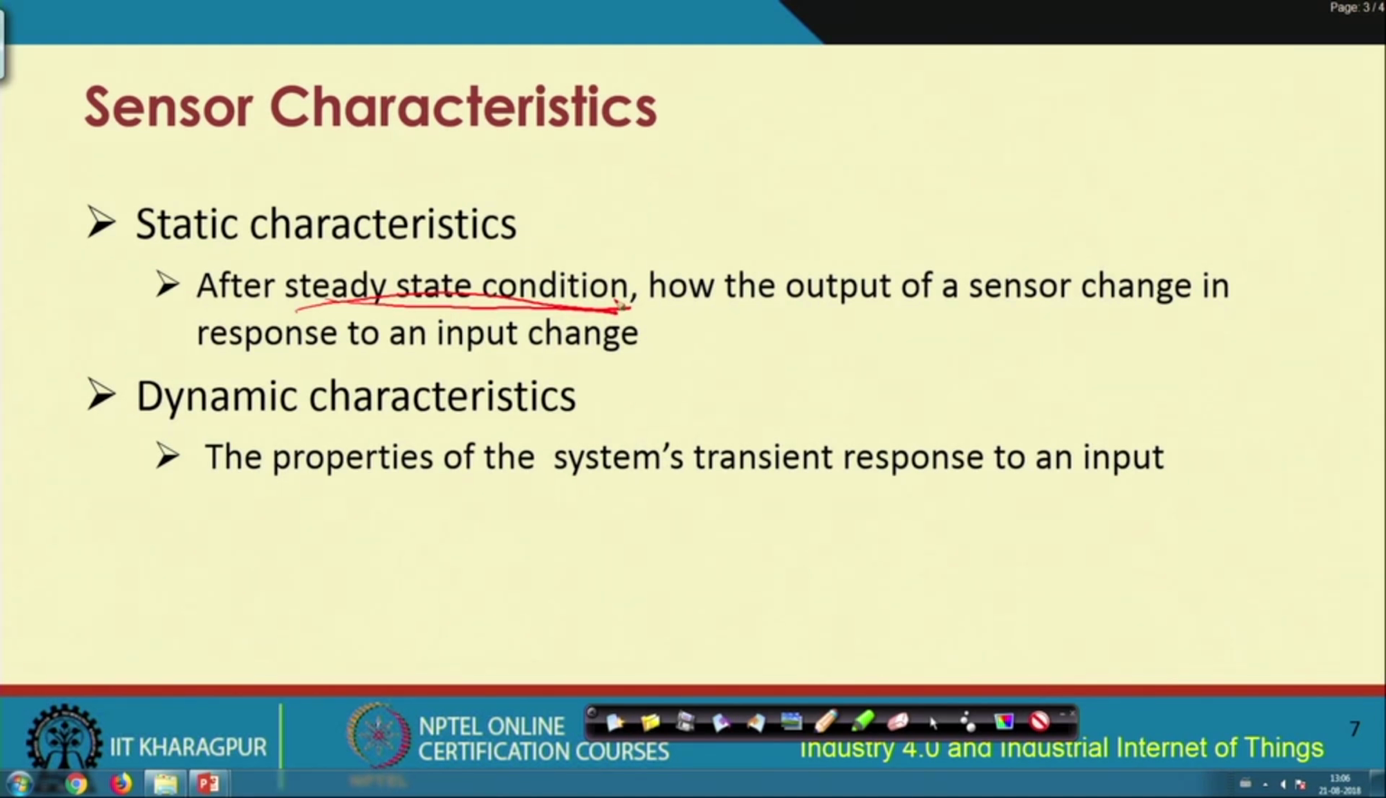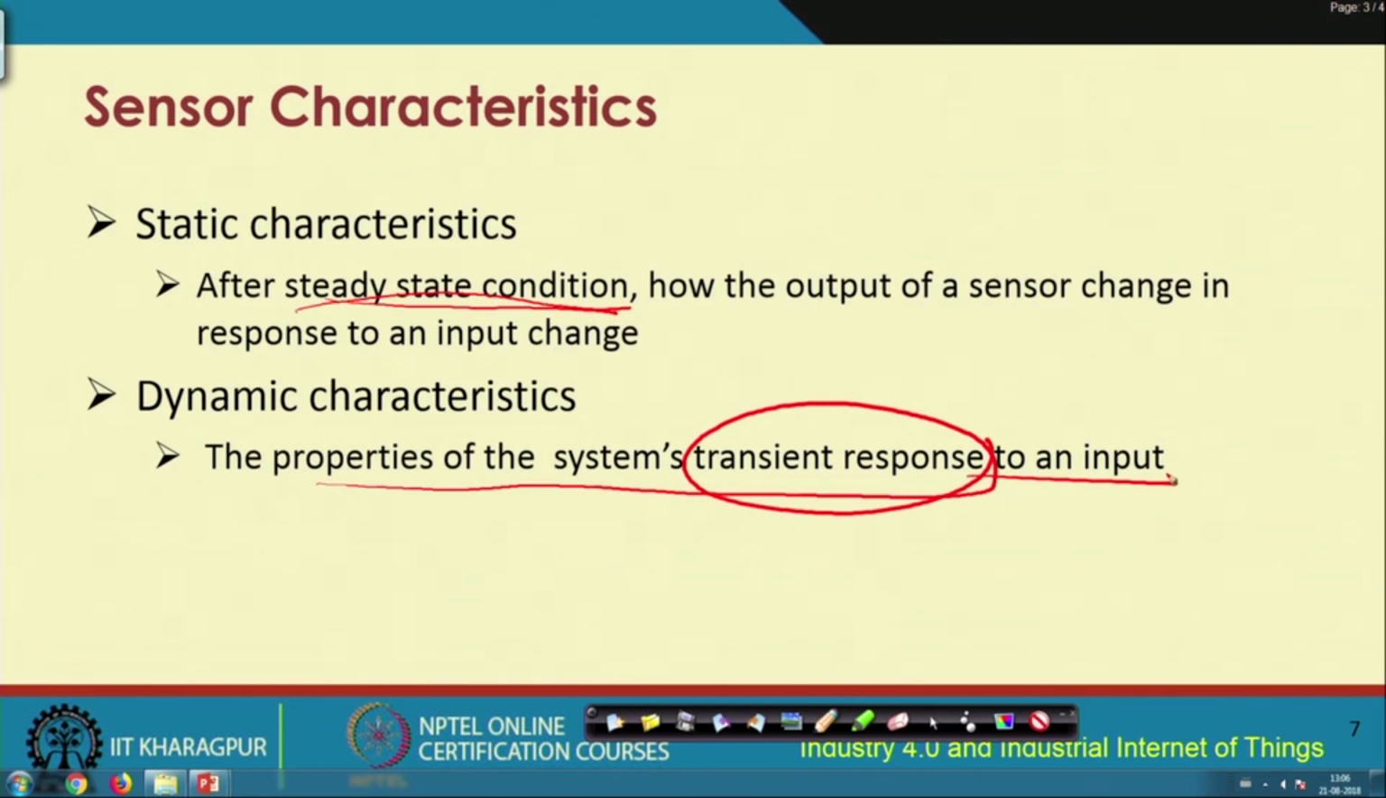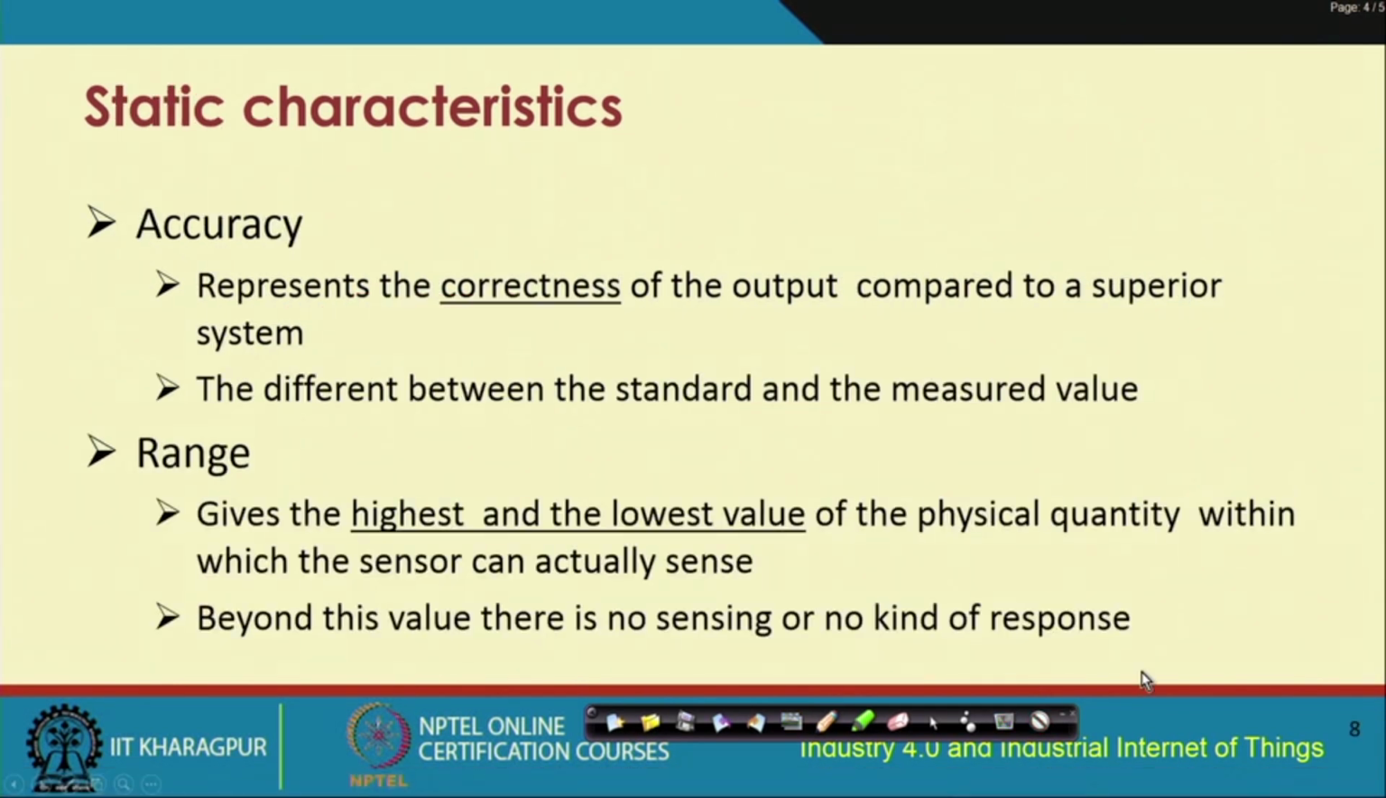And dynamic characteristics are before that. So, these dynamic characteristics are about the properties of the system's transient response to an input, right. So, before basically the sensor achieves the steady state, this is what it captures. So, these static characteristics could be characteristics such as accuracy, and as the name suggests, it is about the correctness of the output compared to a superior system, in other words, how accurately the sensor measures whatever it is supposed to sense, right.